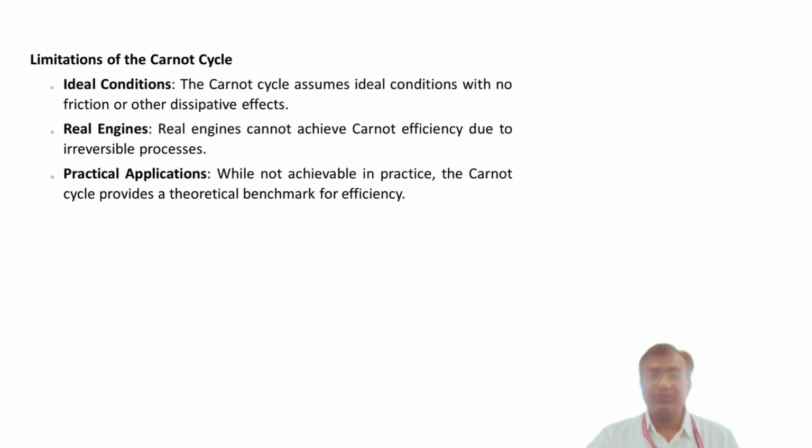In reality, no process is perfectly reversible because there are always some dissipative effects such as friction, heat transfer across finite temperature differences, and other sources of energy loss. For example, in a real heat engine like a gasoline engine, there is friction between moving parts, heat is lost to the environment, and the combustion is not instantaneous or perfectly controlled. These factors make the engine operation irreversible, leading to lower efficiency compared to the Carnot cycle.